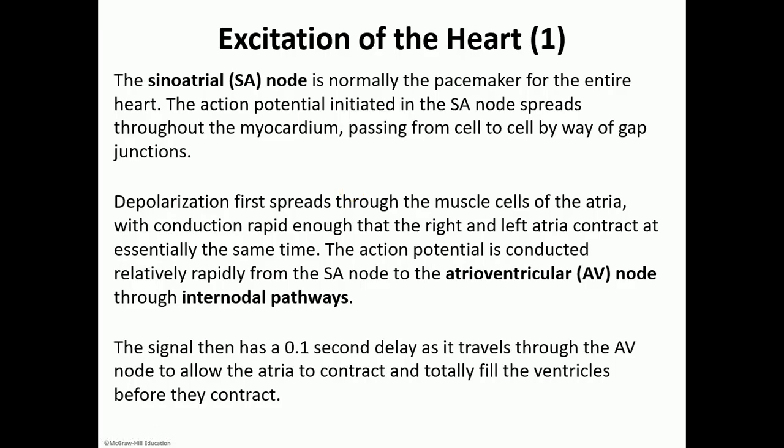The excitation of the heart: our pacemaker of the heart is the sinoatrial node, or the SA node. As we mentioned, it's found in the right atrium. It spreads the action potential down to both atria and then down to the AV node. There is a little delay at the AV node. That delay is about 0.1 of a second.